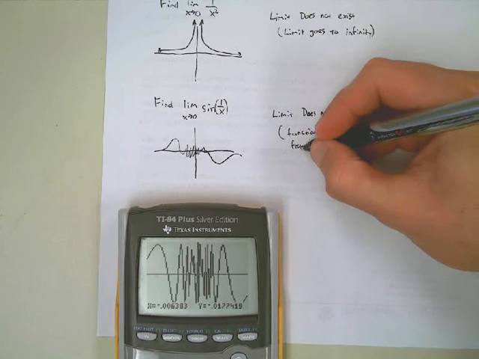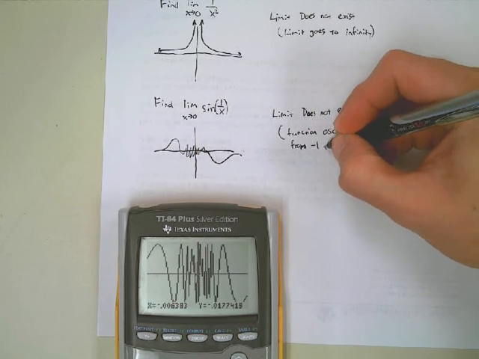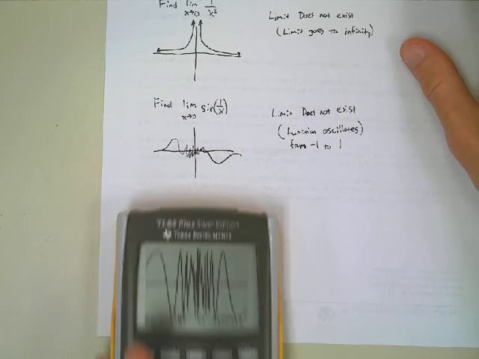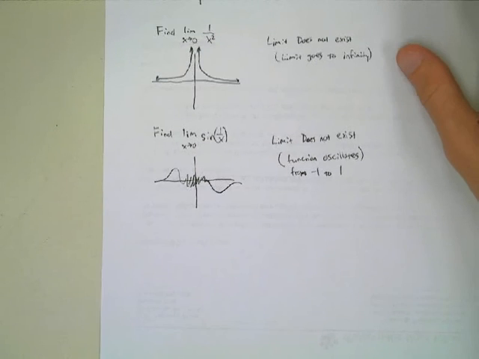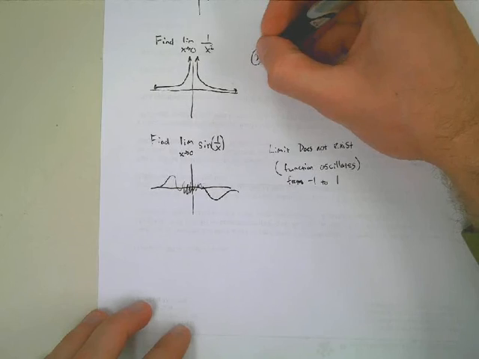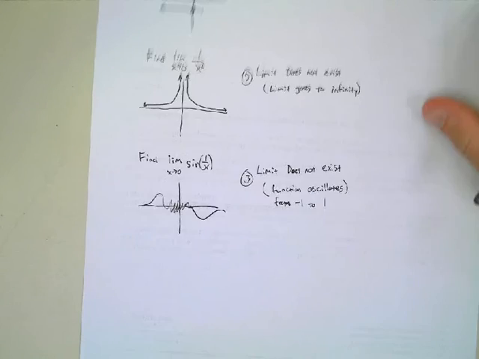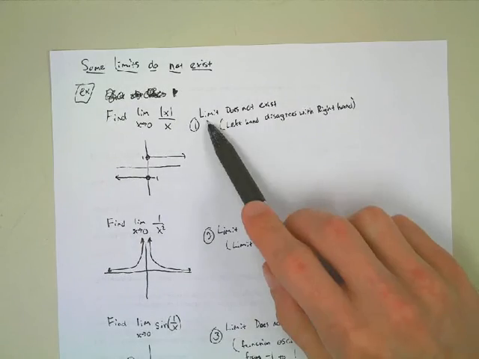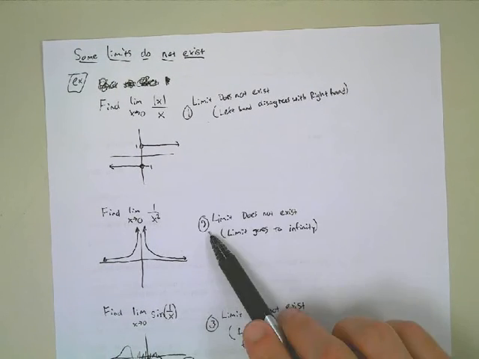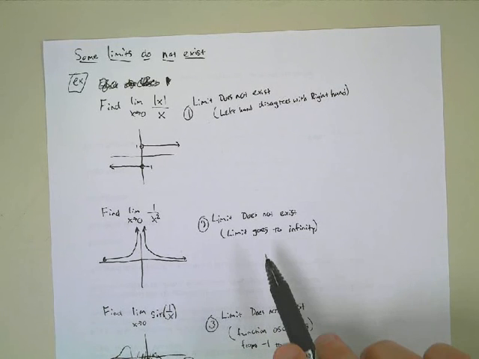But that's all we can say. We can't really say what the actual value is. But we at least know it's limited from -1 to 1. Okay? And so those are the 3 types of situations where the limits do not exist. Okay? The limit does not exist if the left hand limit disagrees with the right hand limit. Limit does not exist if the limit goes to infinity or negative infinity. And the limit does not exist if the function oscillates, in this case from -1 to 1.